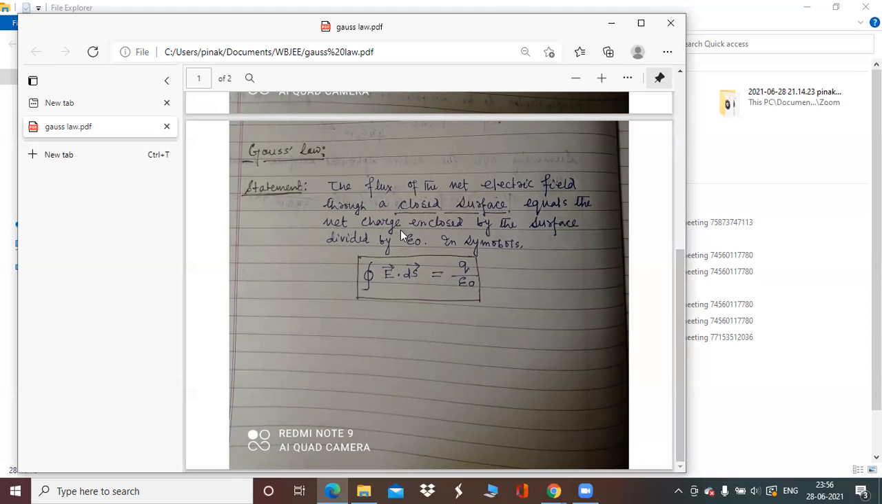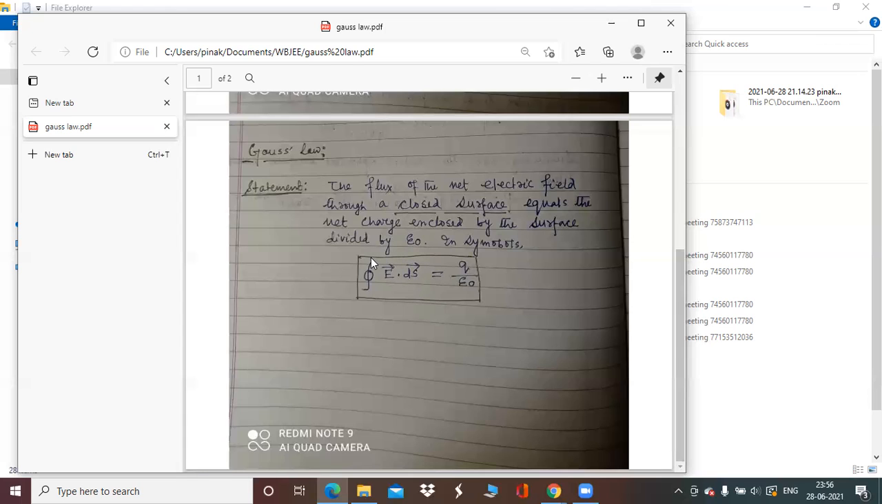That means suppose inside this closed surface there is a charge q, then that is the net charge enclosed by the surface, divided by epsilon naught. Now what is epsilon naught? Epsilon naught is a constant. It is called permittivity of free space. So this is epsilon naught. So if you divide this total charge enclosed by this closed surface by this epsilon naught, then you will be getting the total flux through the closed surface.